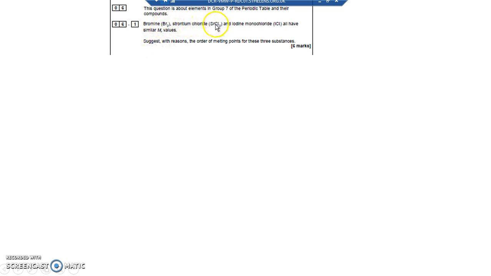Strontium chloride, SrCl2, so you've got strontium in group 2 and two chlorines in group 7. So the strontium will want to lose 2 electrons, each chlorine will want to gain 1 electron, so the strontium will donate electrons to the Cl's. So Sr will become Sr2+, Cl's will become Cl-. There'll be ionic bonding, strong ionic bonding in a lattice.